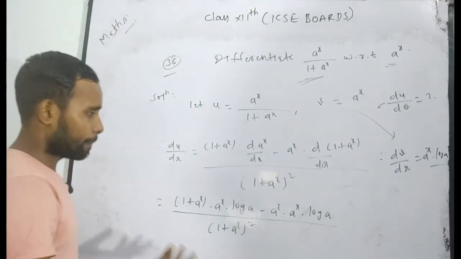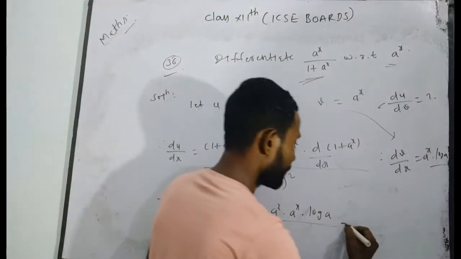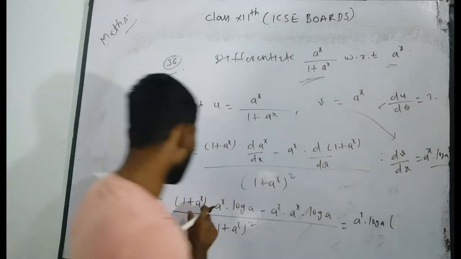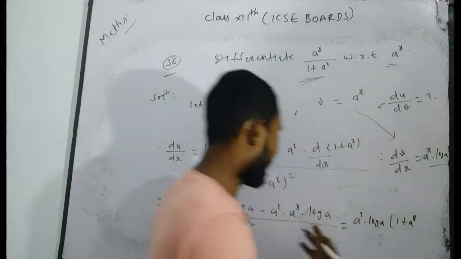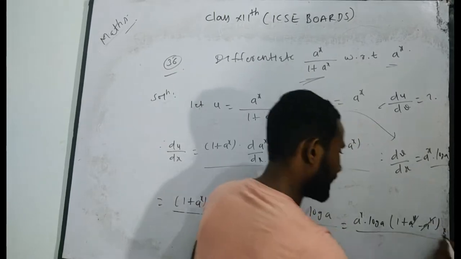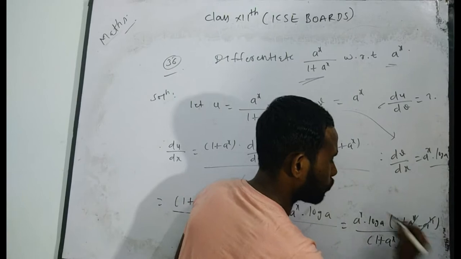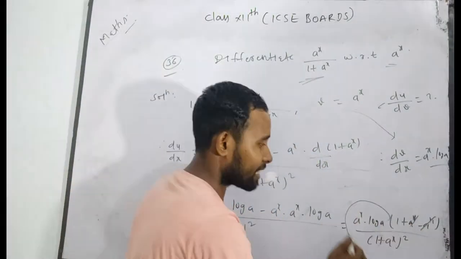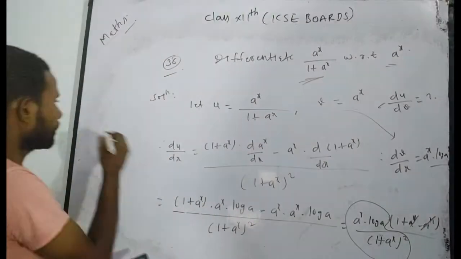And now you have to simply calculate. Here you can take a to the power x into log a common. Thereafter you will get in the first term 1 plus a to the power x, and in the second term you will get minus a to the power x. So both will vanish each other, and in the denominator you will get (1 plus a to the power x) whole square simply. So it will finally be a to the power x into log a by (1 plus a to the power x) whole square.